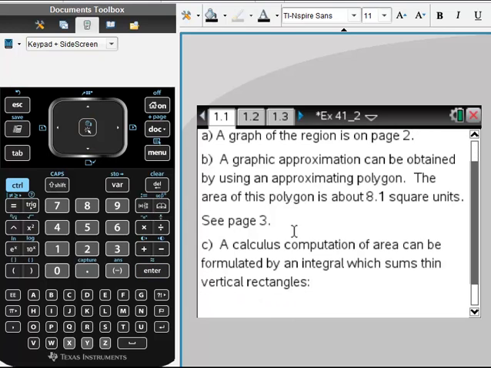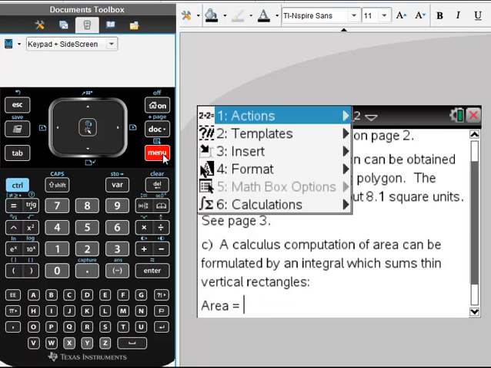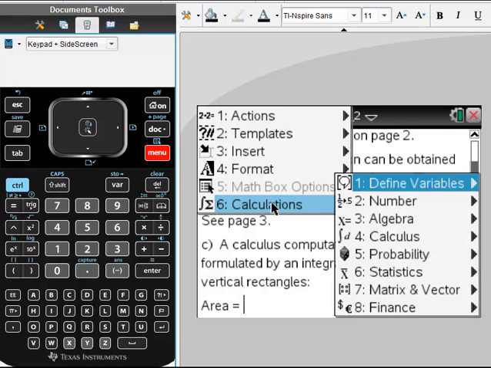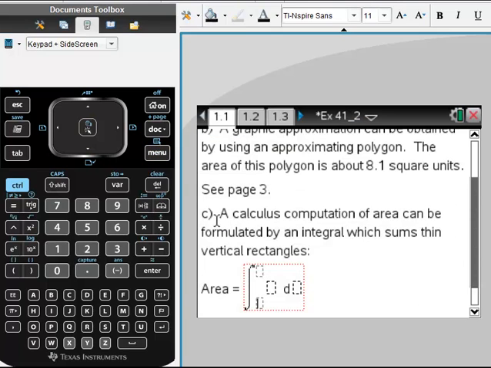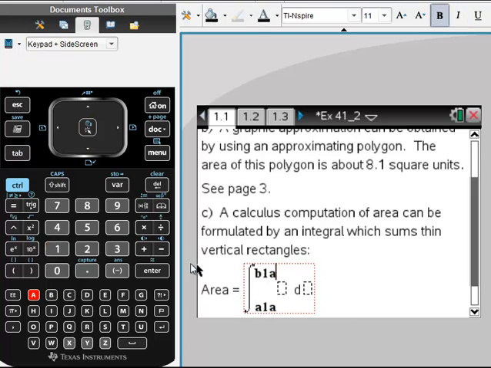Alright, so here we go. Area equals, let's go here to the menu and calculations and calculus and integral. There we are. Now our A1A there, tab, B1A, tab. We talked about this. The height of each rectangle is the F2 of X minus F1 of X. Tab dx. Remember the thickness there. Okay, here's our sum of thin vertical rectangles.